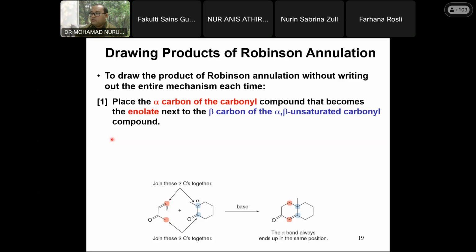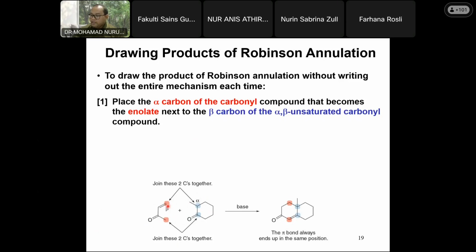So first one, you have to place the alpha carbon of the carbonyl groups, that become enolates, next to the beta carbons of the alpha beta unsaturated carbonyls. So this one is the alpha beta unsaturated. You have to form it like this in these positions. Put the alpha carbonyl on the top, close to the beta carbonyl groups.